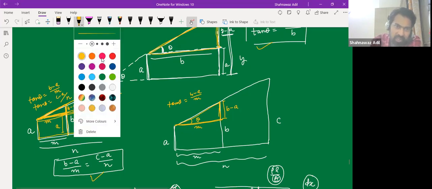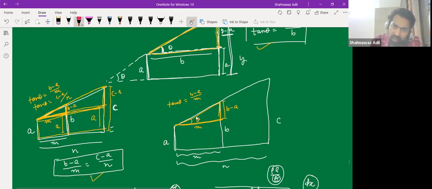And then we are taking a triangle which is this one. So in this triangle, again, from here to here, this is A. So this is C minus A, and this length is N. So tan theta would be C minus A divided by N. So both the slopes are equal. So B minus A divided by M equals C minus A divided by N. So this is the relation that we need.